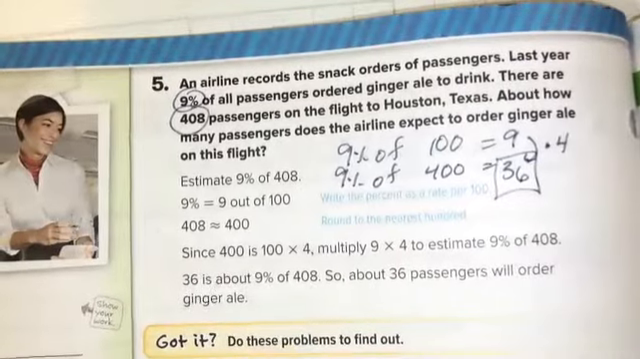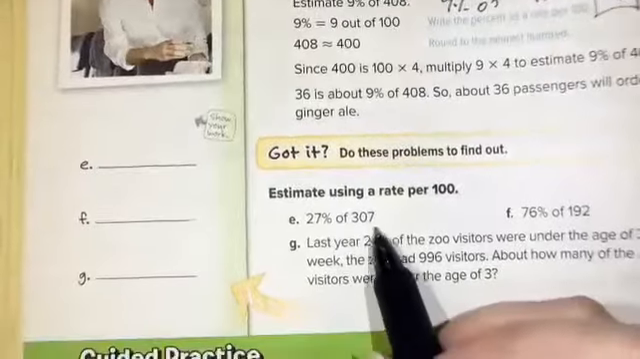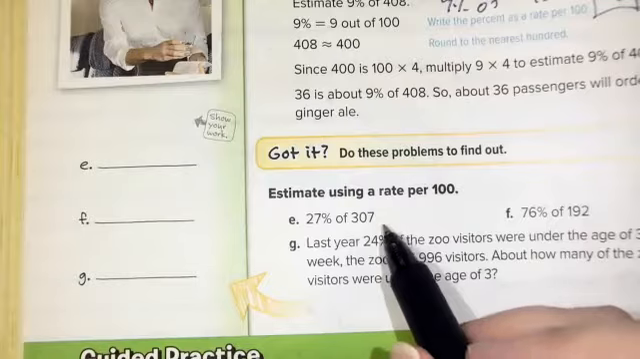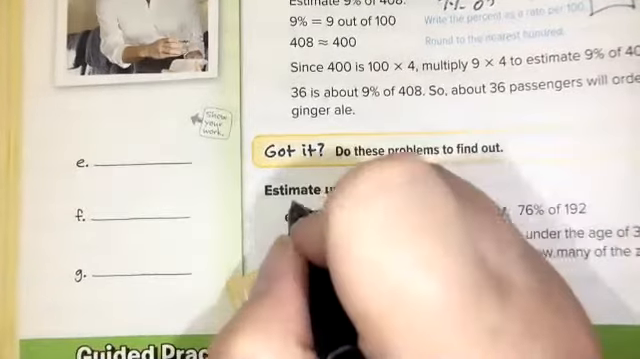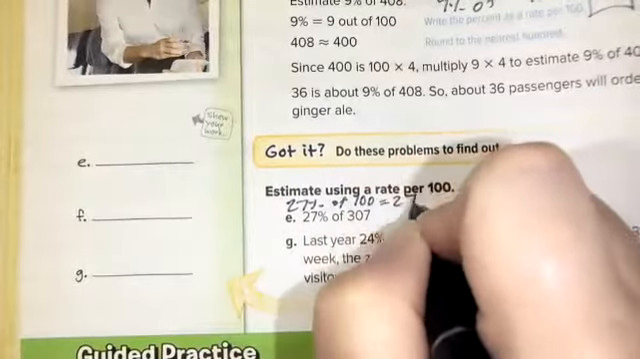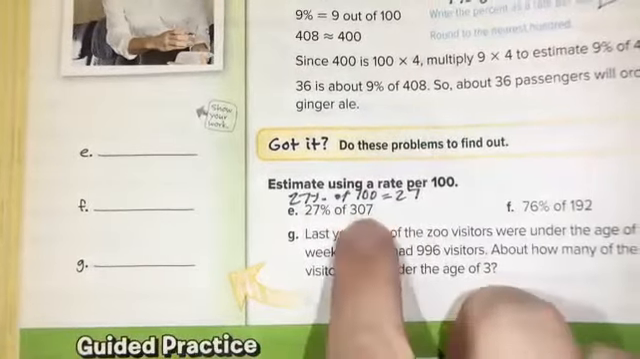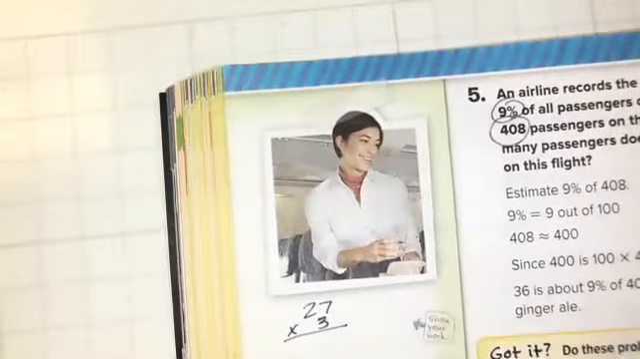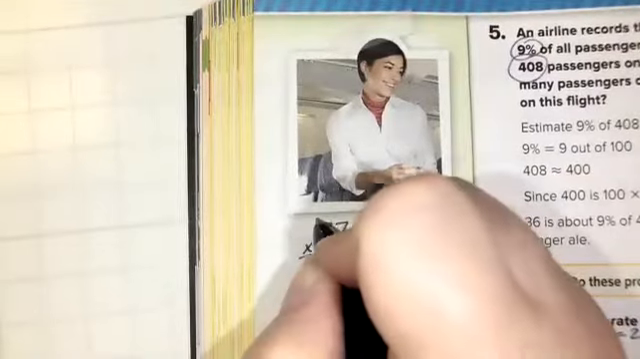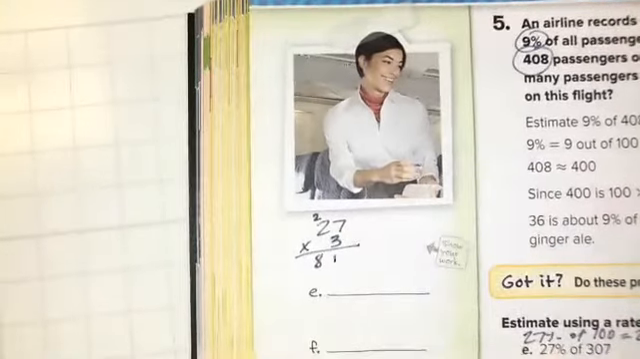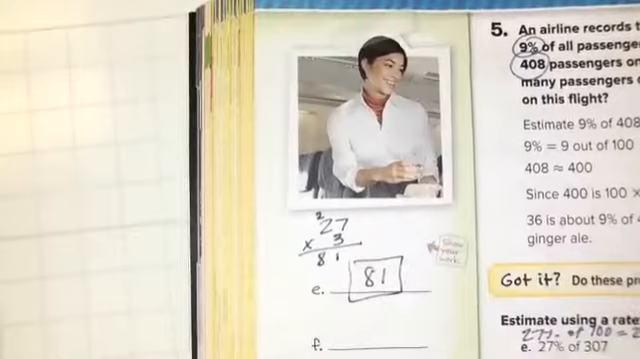All right, let's do example E. Will this strategy work for example E? Yes, because 307 is very close to 300. Okay, so 27% of 100 is 27, but I don't have 100, I have 300, so I'm going to triple it. So I'll do 27 times 3. I'm going to work right over here, so I have a little more room. 3 times 7 is 21, write the 1, carry the 2. 3 times 2 is 6, plus the 2 we carried is 8. So 81 is our estimate there.